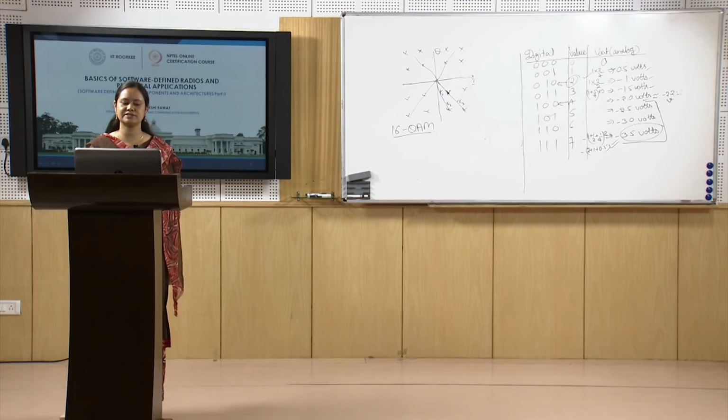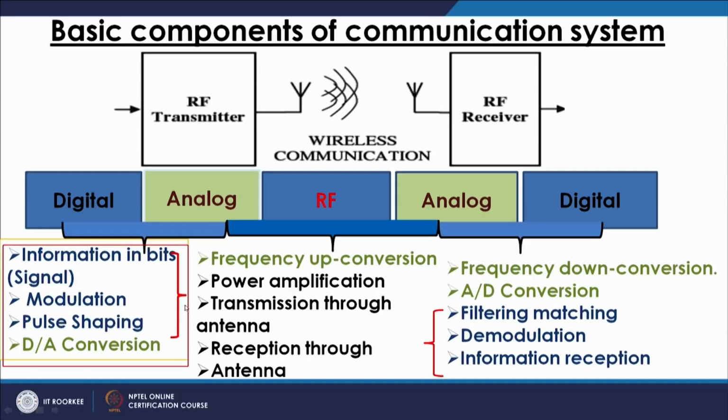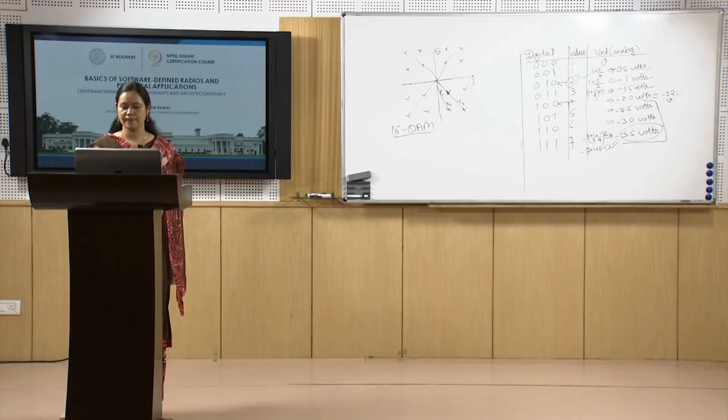Among this communication system, if we pay attention, there are digital domain operations, which is shown by this red arrow here, and then there are analog domain and RF domain. Now, because this course deals with the software defined radio, let us see the limitation of digital versus analog circuits.